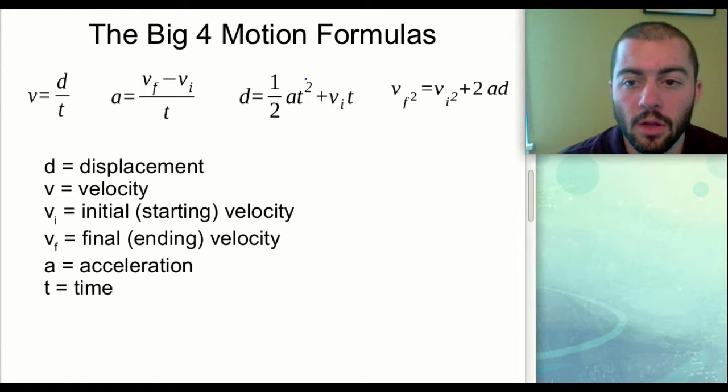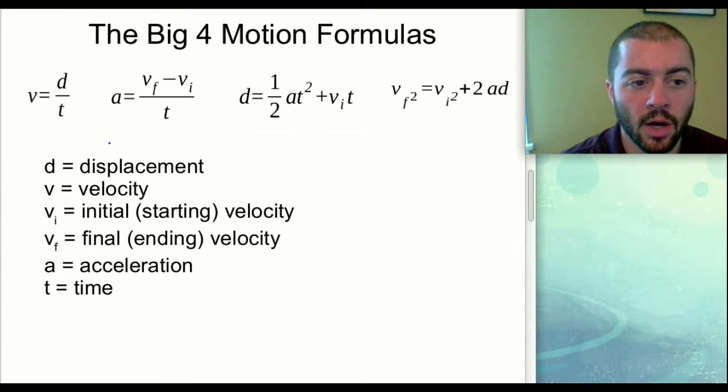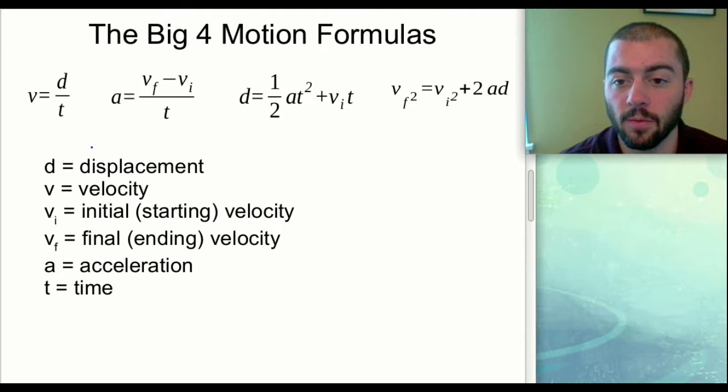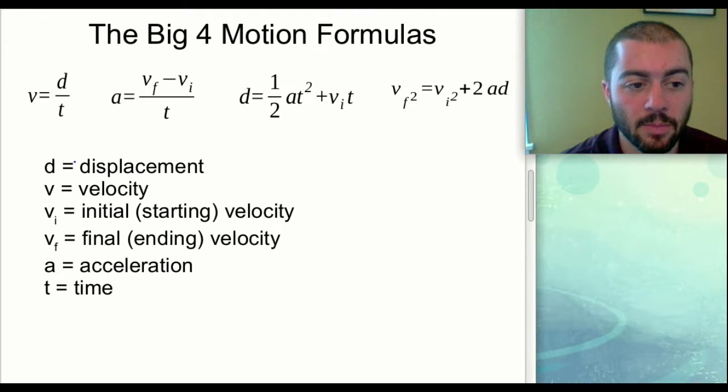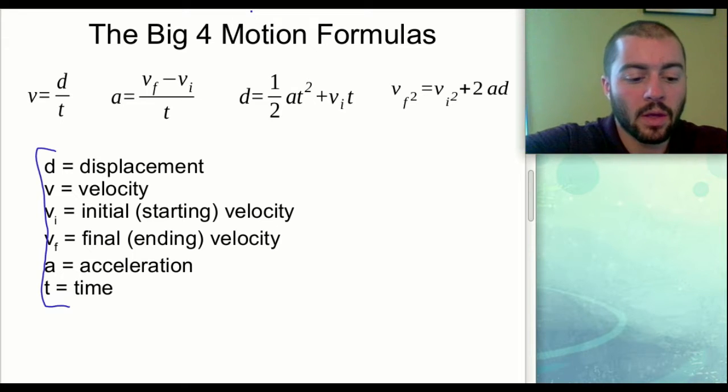All right, so now that we know some of these basic vocab terms, we're going to look at the big four motion formulas that we're going to be using over the course of the year. You have these in your notes page here. v equals d over t. That's the formula that we looked at for velocity. And I've given you a key here of what all these variables mean.